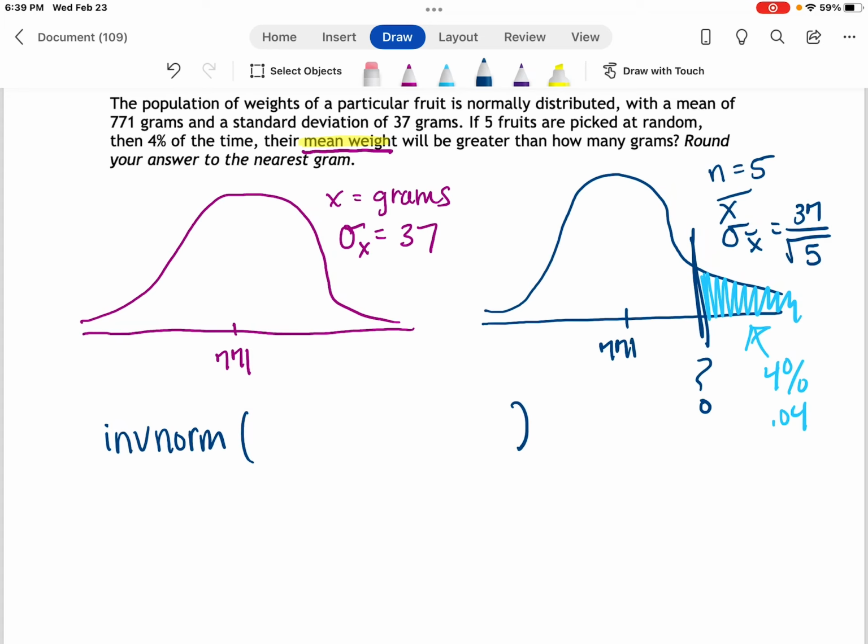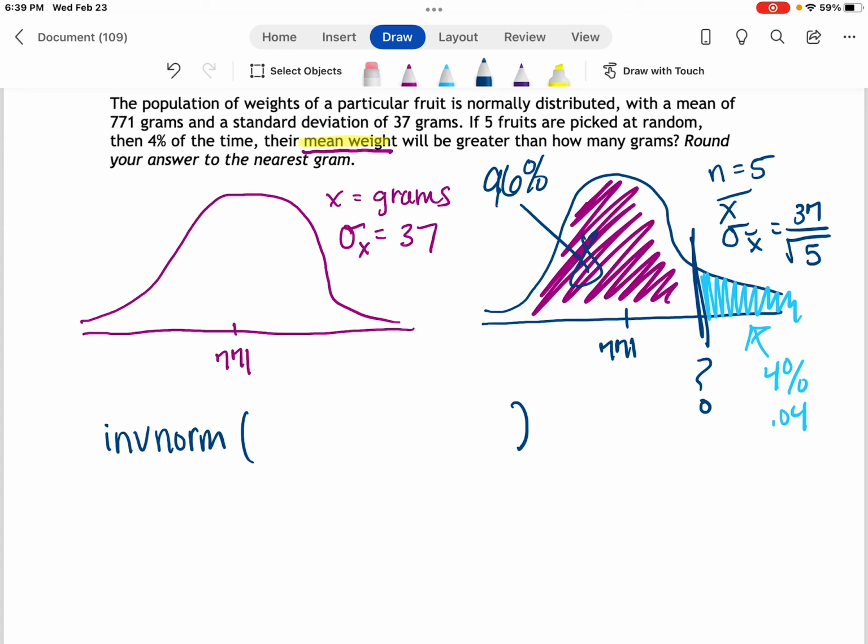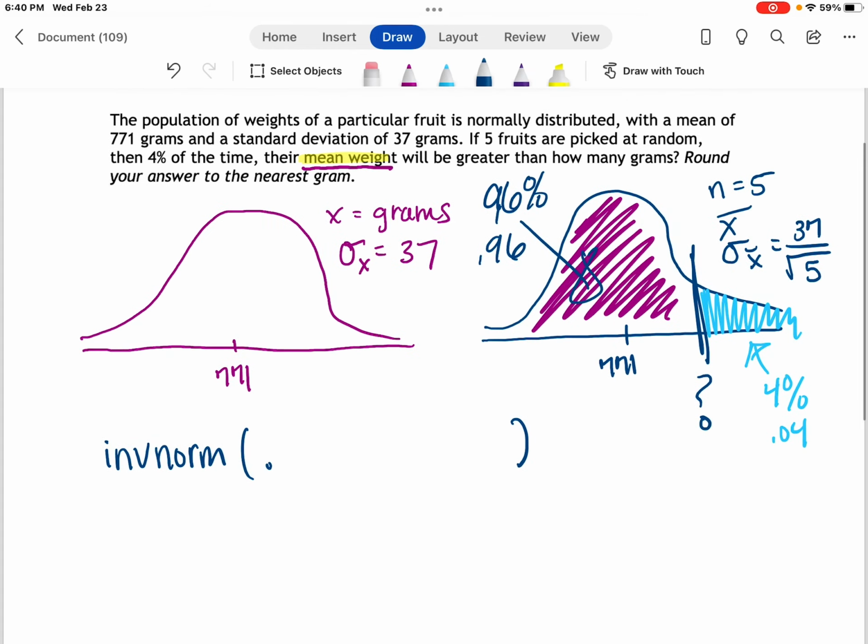But when we put in our information for inverse norm, remember we have to put in the percentile. And the percentile is the area to the left, or the percentage to the left. So if I want to find the percentage to the left, but I only know the percentage to the right is 4%, I know that this percentage here that's shaded in purple to the left is going to be 96% or 0.96. So even though in the problem it takes 4% to the right, I don't want to put in 4% for my percentile. My percentile is actually 0.96.